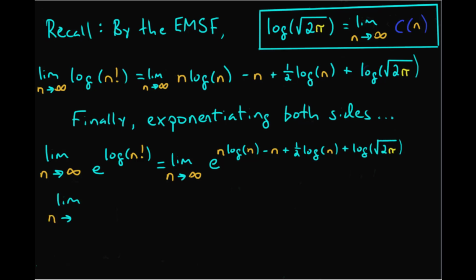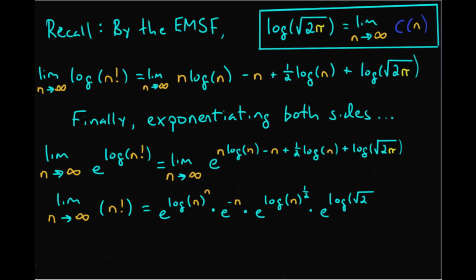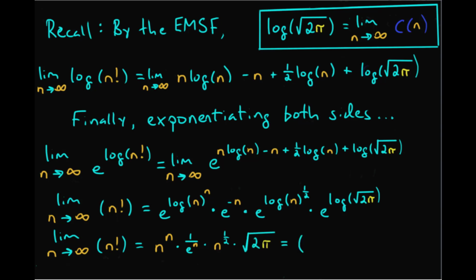Well, the left-hand side just simplifies to the limit as n approaches infinity of n factorial, and the right-hand side I think is more convenient to write as a product of terms. I'm going to rewrite that as e to the log n to the n times e to the negative n times e to the log of n to the 1/2 times e to the log of radical 2 pi. Then we'll have the limit as n approaches infinity of n factorial equals n to the n times 1 over e to the n times n to the 1/2 times radical 2 pi. And now combining terms, this will equal n over e to the n times radical 2 pi n.